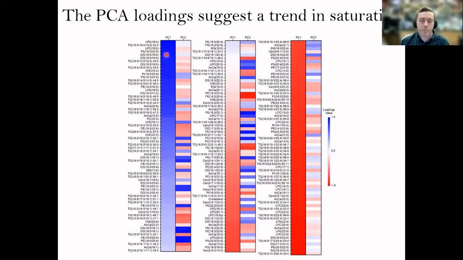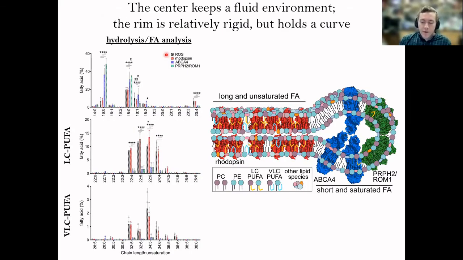And so when we hydrolyzed the head groups of all of the lipids and only considered the fatty acid chain length and saturation, we saw even more striking differences between the rim samples and rhodopsin. And what became apparent was that the rim is highly enriched in short saturated fatty acids like palmitate and stearate, and rhodopsin samples were enriched in long and VLC PUFAs compared to the rim samples.